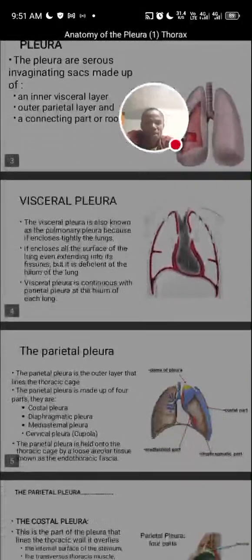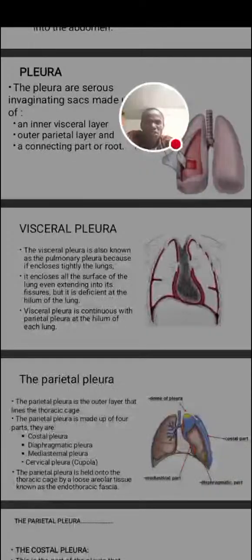Now, the visceral pleura is also known as the pulmonary pleura, because it encloses the lungs tightly. It encloses all the surface of the lung, even extending into its fissures. It is deficient at the hilum of the lung.